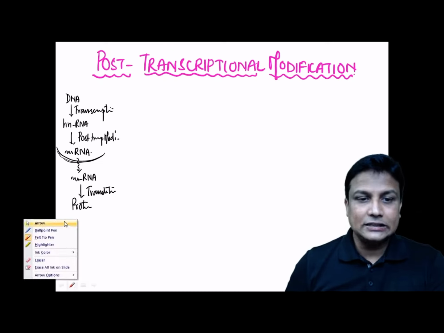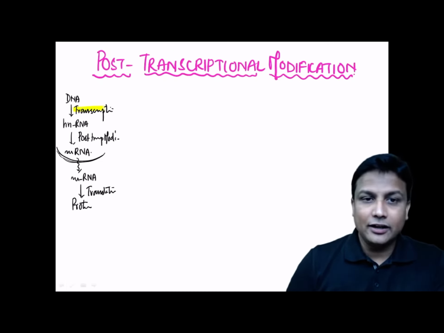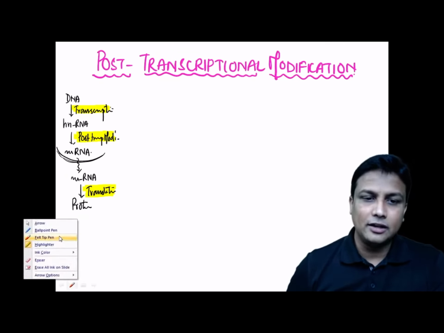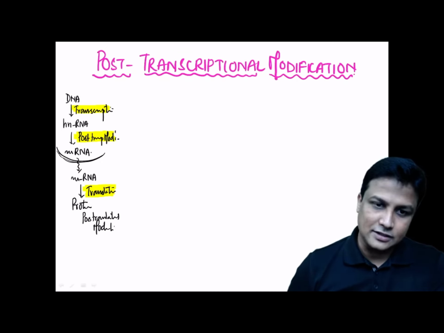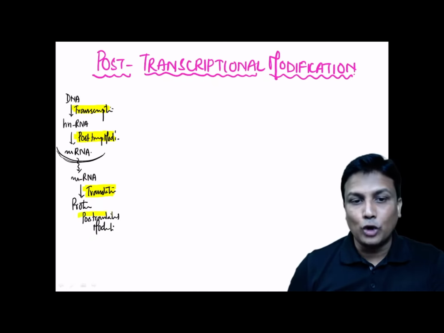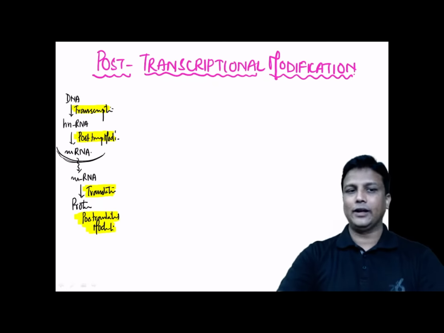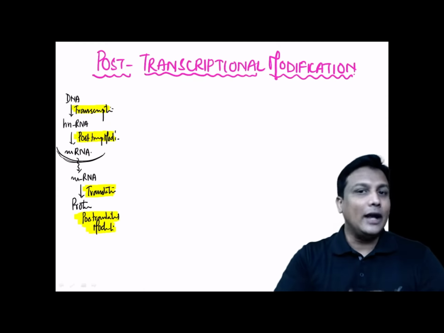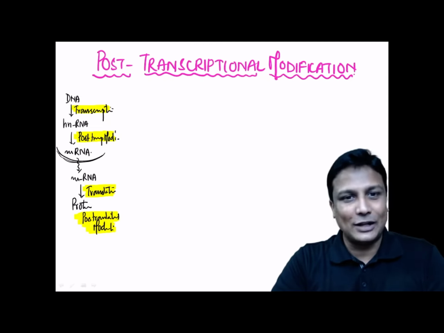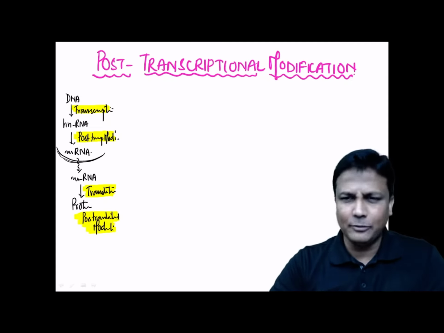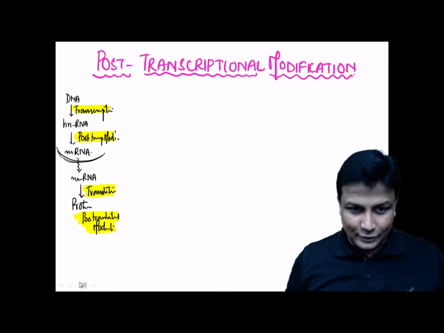So I repeat again, what is going to happen? DNA to hnRNA, transcription. hnRNA modified, post-transcriptional modification. mRNA to protein, translation. And after the formation of protein, this protein will undergo modification again, and that is known as the post-translational modification. This is the entire overview actually. So DNA first forms hnRNA, then mRNA. mRNA is going to come out of the nucleus, and after coming out of the nucleus, mRNA to protein, and protein will be modified. That is about the post-transcriptional modification.